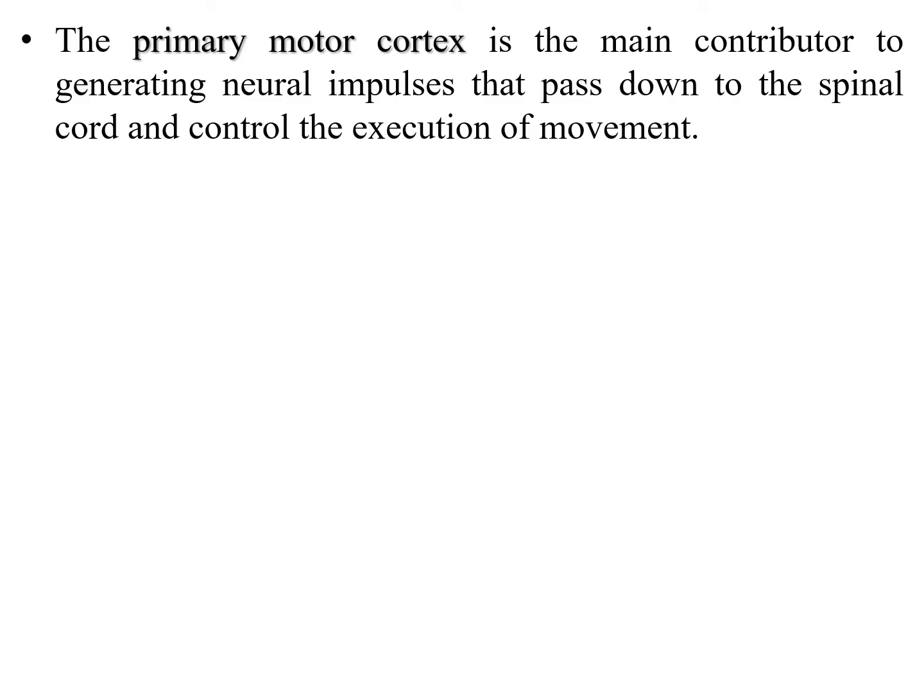The primary motor cortex. This area of the brain is the main contributor of the neural impulses that are generated for the control and execution of movements. These impulses pass down from the primary motor cortex to the spinal cord through the descending pathways.